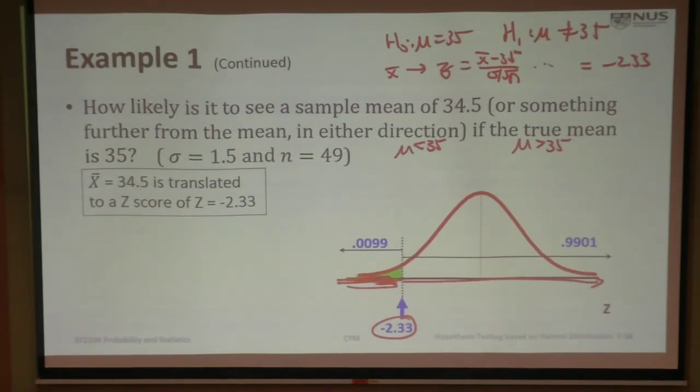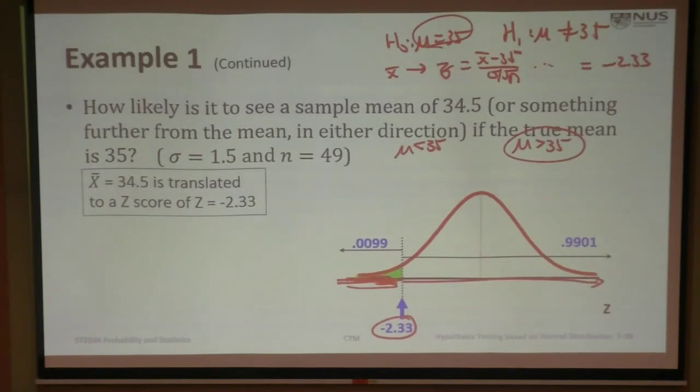Is minus 2.33 considered extreme when you want to test mu greater than 35? It is not. More extreme means we look for a bigger test statistic value when mu is bigger than 35. Let me repeat it. This is my null hypothesis. If this is my alternative, I choose between these two.